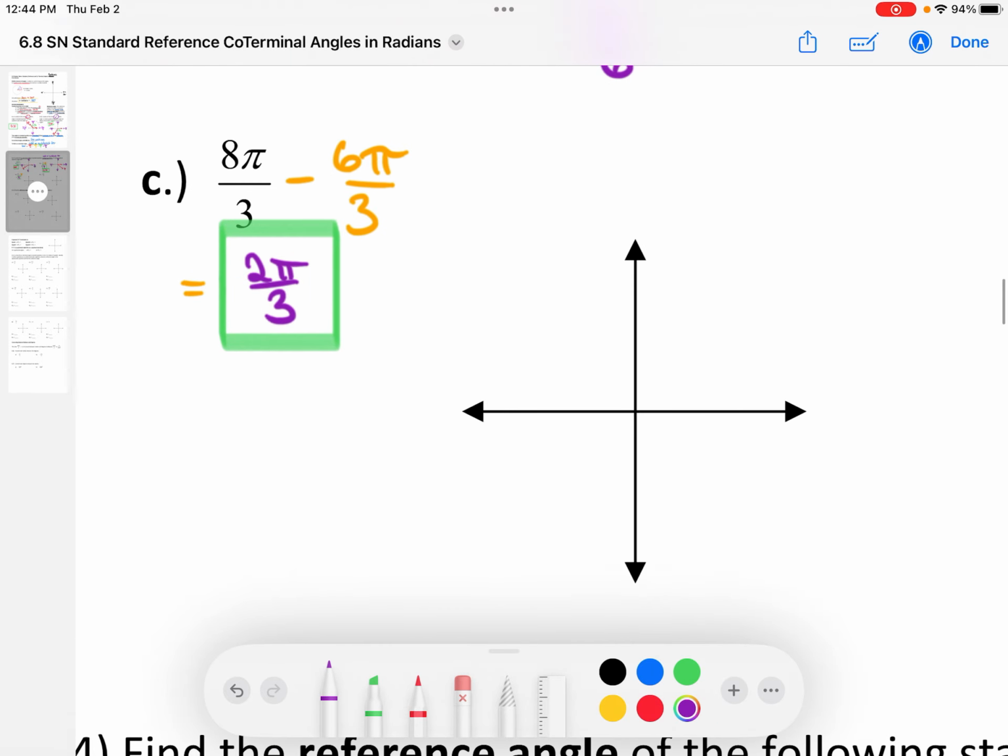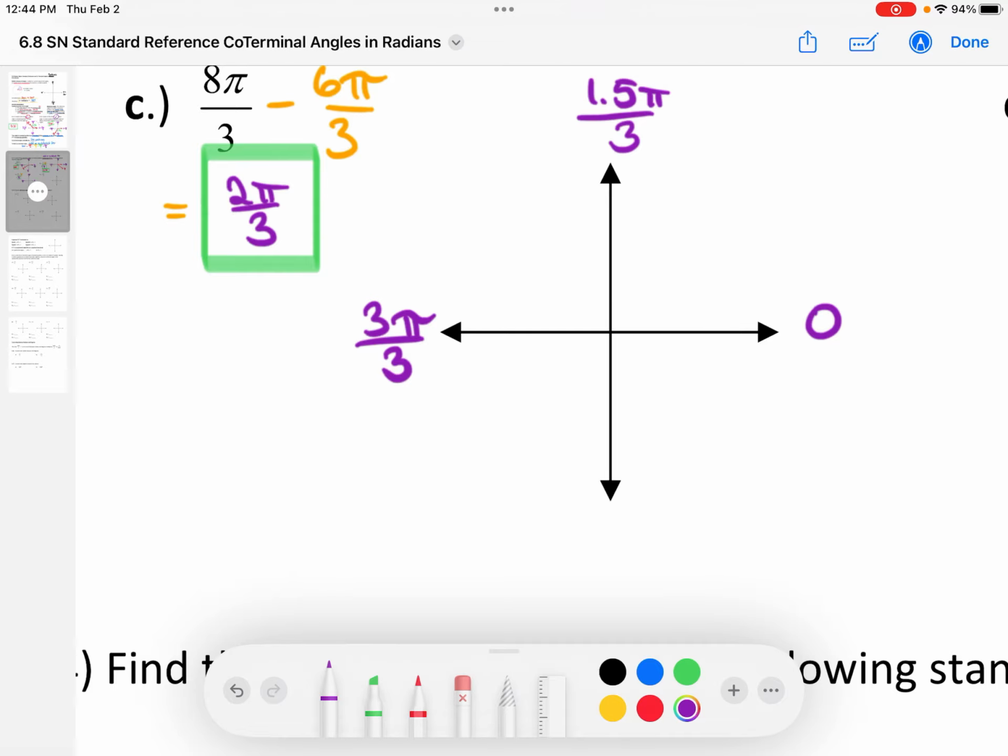Now, to locate it, number the axis based on pi over 3. 0 is on the right, pi is on the left. I'm going to call it 3 pi over 3. Half of that is 1.5 pi over 3, which feels weird, but it's okay. So we count around by 1.5 in the numerator, 1.5 to 3 to 4.5 pi over 3, and then around to 6 pi over 3, which is equivalent to 2 pi.